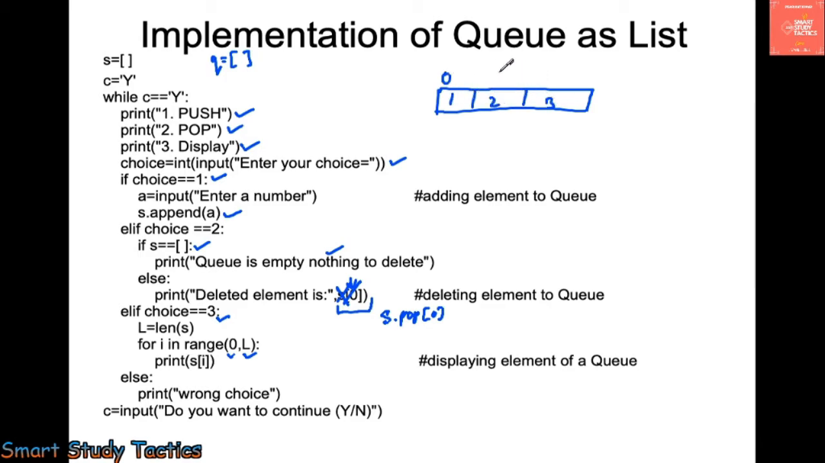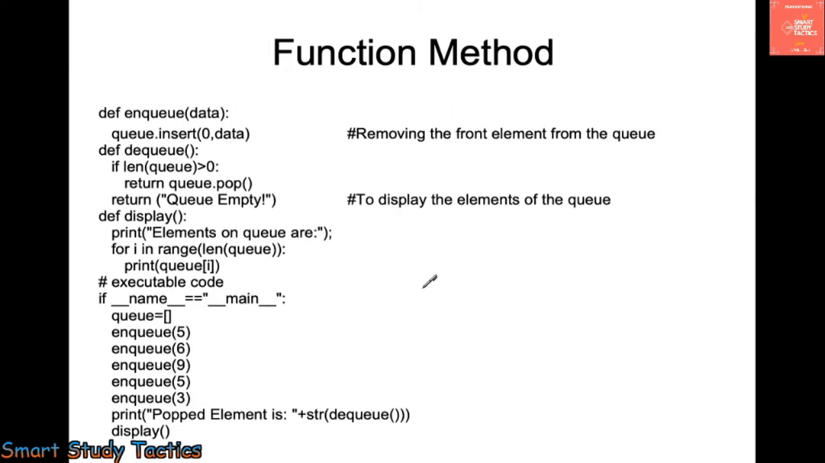So it is 0, 1, 2. So 0 to length. What is the length? The length is checked by the queue's length. And if you enter any choice and your choice is wrong, then it will continue. So like that it will work. This is the simplest program in queues.